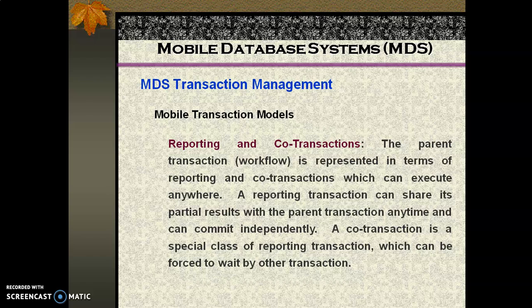Next is reporting and co-transactions. The parent transaction workflow is represented in terms of reporting and co-transactions, which can execute anywhere. A reporting transaction can share its partial results with the parent transaction anytime and can commit independently. A co-transaction is a special class of reporting transaction which can be forced to wait by the other transaction.